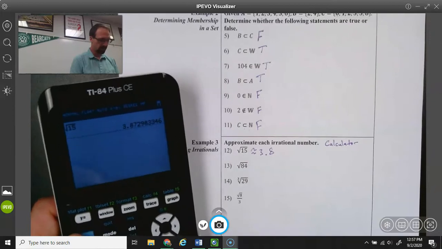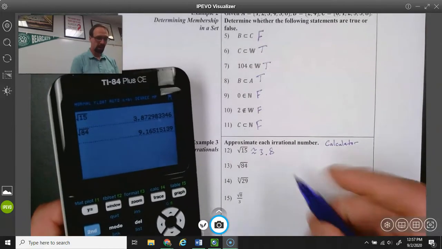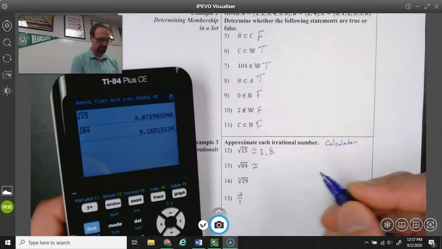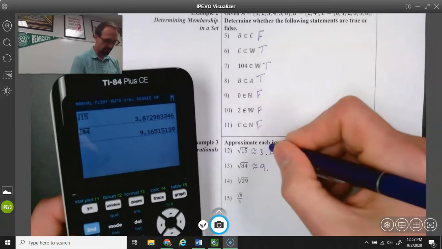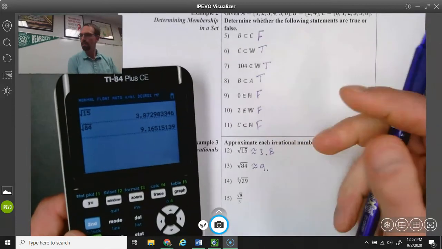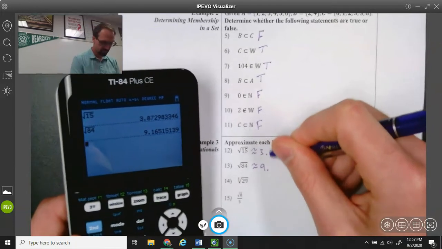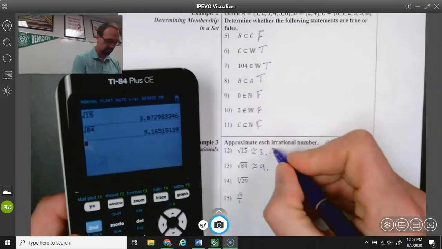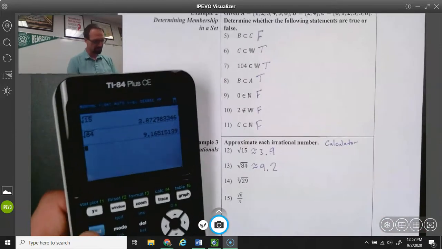The square root of 84, approximately 9.2.